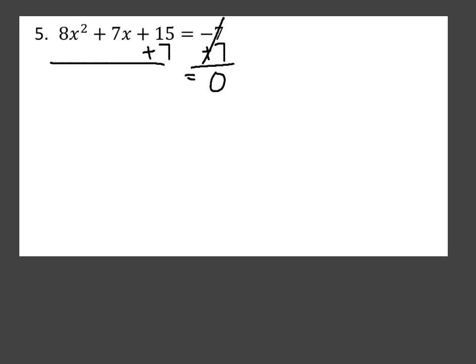Now, the 15 and the 7 are like terms because neither of them have an x, so I can add them together. So my equation, or my quadratic, is 8x squared plus 7x plus 23. Now I'm going to set up my quadratic formula.